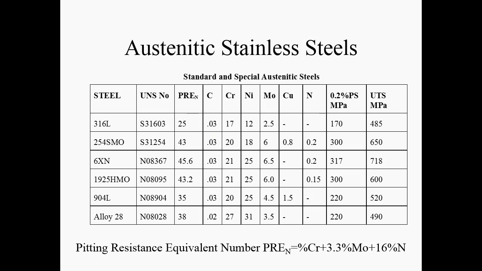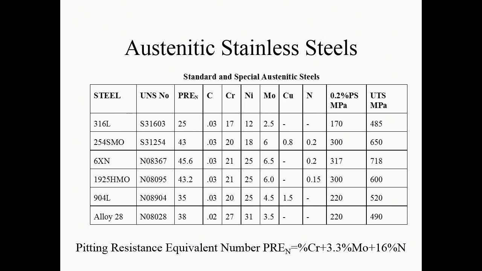So 316, which is the molybdenum, you can see 2.5% in this case here, chromium and nickel, slightly more nickel than I was talking about with the basic 304, because you've had to compensate for the molybdenum with a bit more nickel. Has a very low yield stress, 170 megapascals. That would be about X20 if you wanted to do it. It's really quite low.